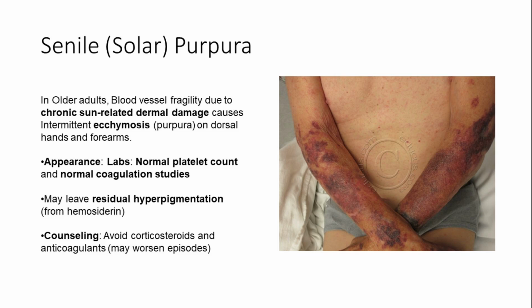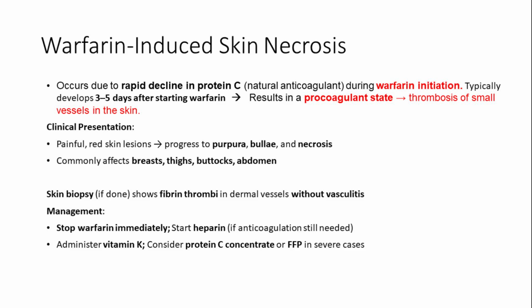Senile purpura results from chronic sun damage, leading to fragile blood vessels and purpura. Management focuses on sun protection and avoiding corticosteroids. Exploring the impact of medications on skin conditions: warfarin can lead to a rapid decline in protein C, causing a procoagulant state and skin necrosis. This condition often affects the breasts, thighs, buttocks, and abdomen, requiring immediate cessation of warfarin and possible vitamin K administration.